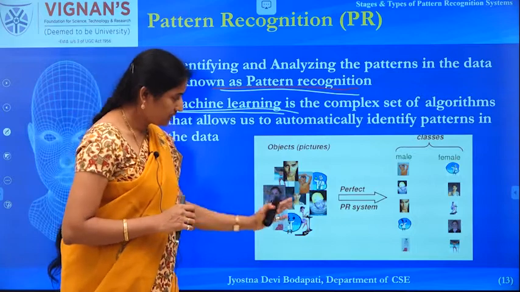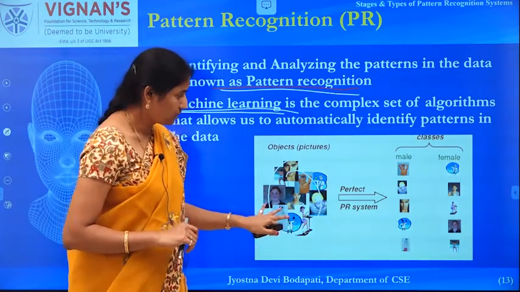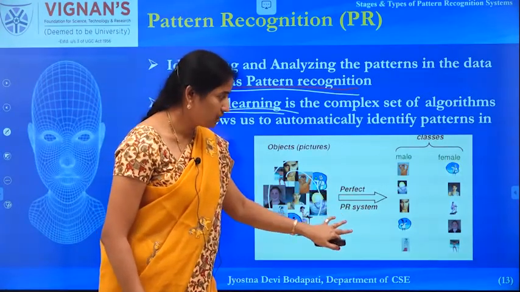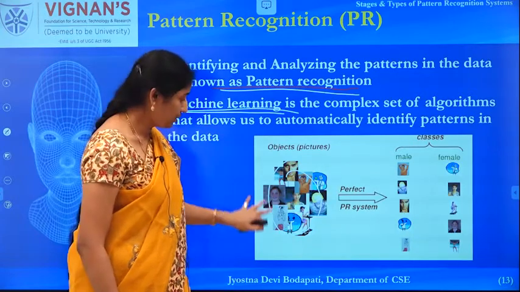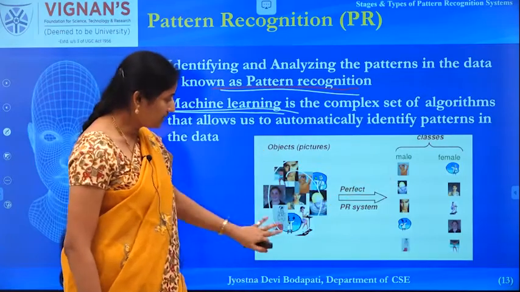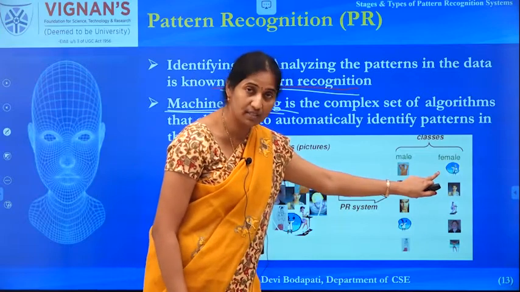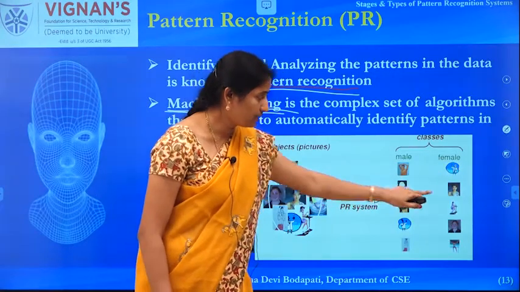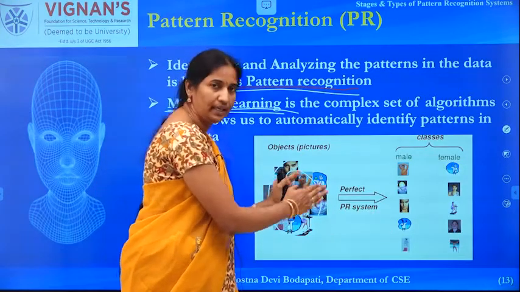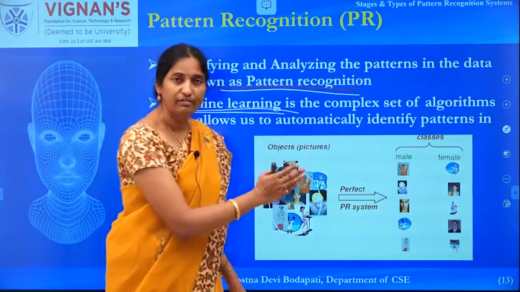Now consider this example. I am given a set of pictures here. When you are designing a pattern recognition system to classify this given set of images into male and female, depending on the patterns in the data, the system itself will identify this person as male and this person as female, and this person as male and this person as female, right? So what the system is doing is basically classifying the given set of images into males and females.